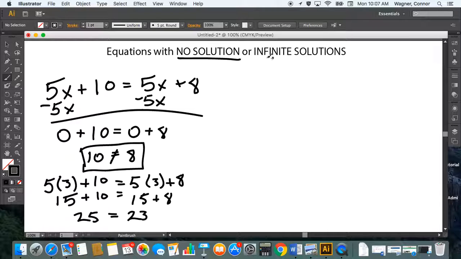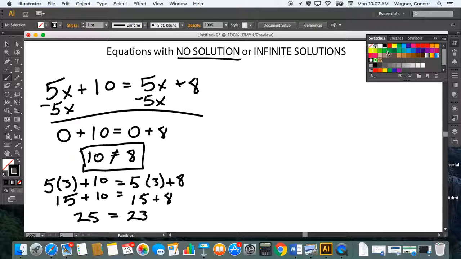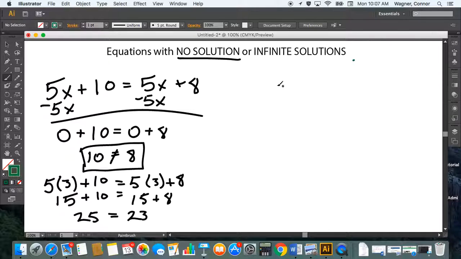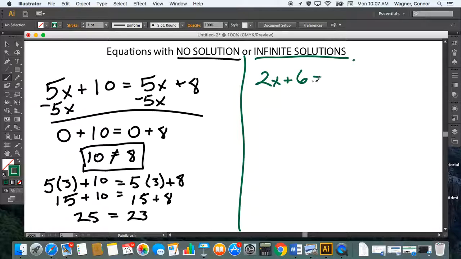Now let's take a look at an equation with an infinite number of solutions. Let's get some color going here, just spice this up. All right. So for an infinite number of solutions, what is this going to look like? Once again, let's look at an equation: 2x plus 6 equals 2 times x plus 3. Now you should recognize pretty quickly that we have the distributive property over here.